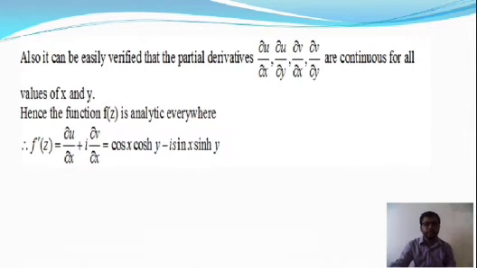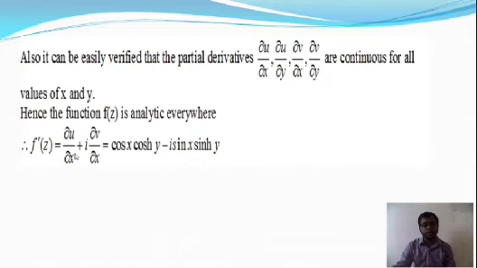Next we are going to find the analytic function f of z. So what is an analytic function? As I already discussed in this class in the beginning, if f of z is an analytic function, then f dash z is equal to u x plus i into v x, or if we put u x equal to v y, that is v x minus i into u y. Either f dash z is equal to this or this.